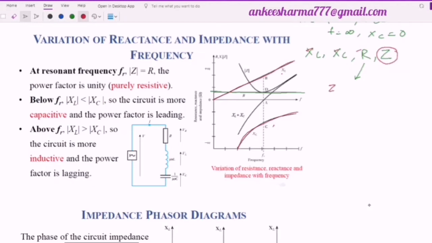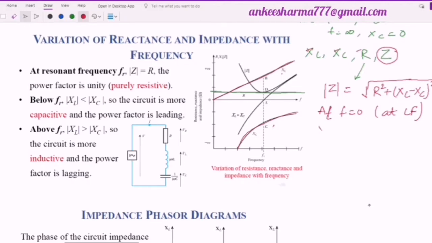What is Z? If I simply denote here the magnitude of Z, it is equal to under the root of R square plus XL minus XC whole square. So it means Z depends upon the value of the resistance and the difference of XL and XC. Now at the low frequencies, if I take F equal to 0 or at low frequencies, what is going to happen to the magnitude of Z?